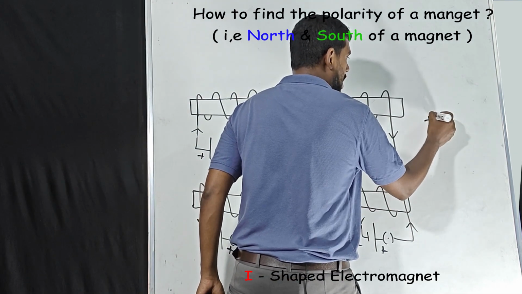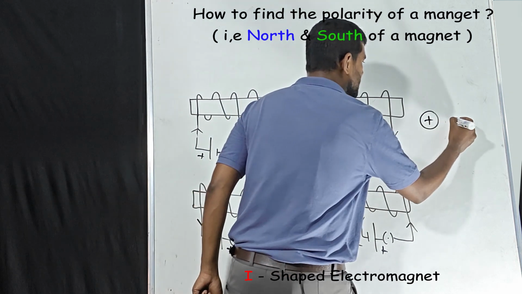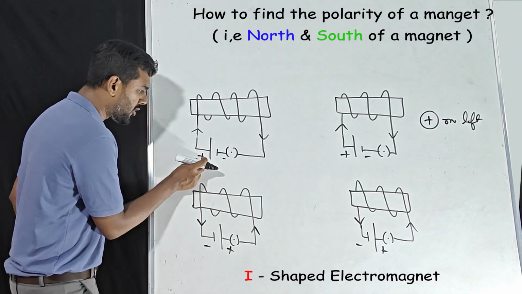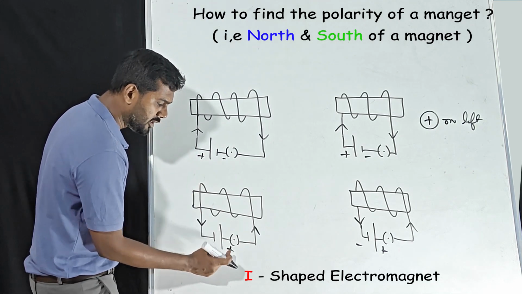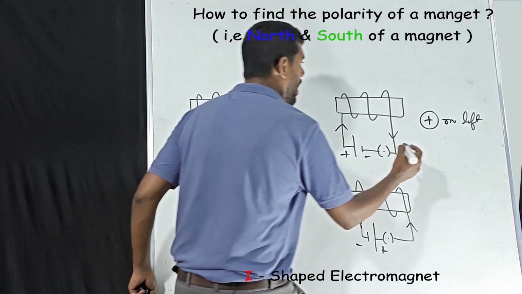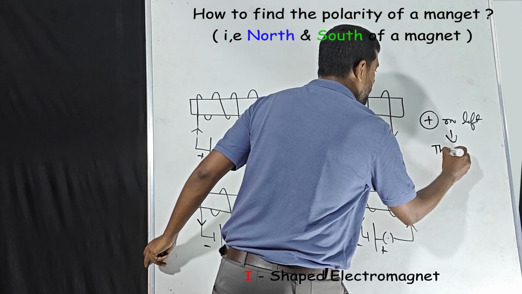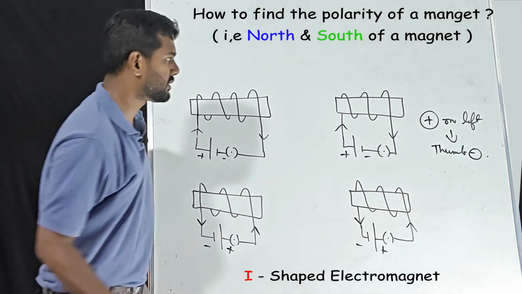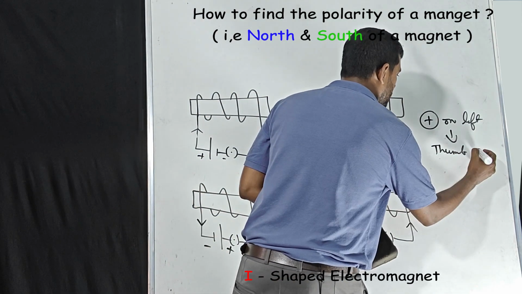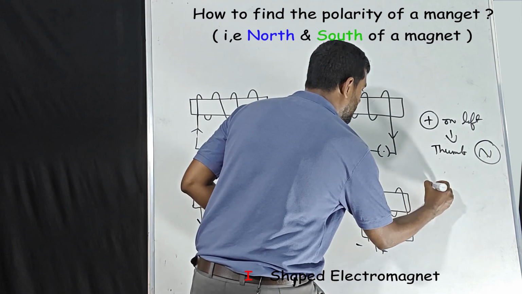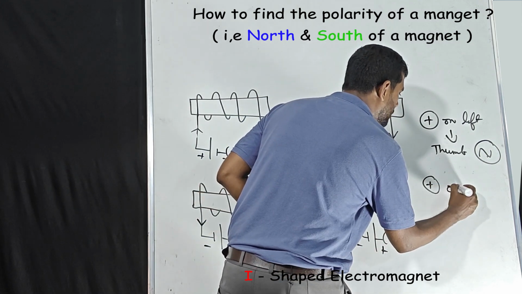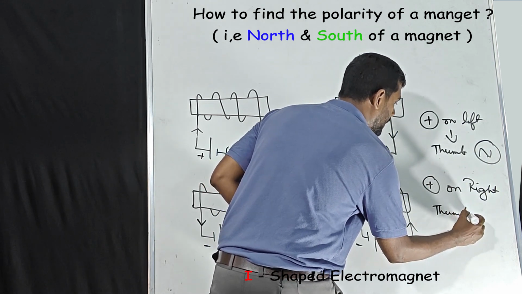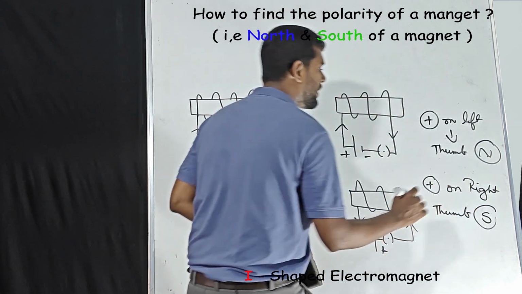If the positive terminal of the battery is on the left side, see, this positive terminal is on the left side, here the positive terminal is on the right side. Then the thumb is north. If the positive terminal is on the right, the thumb represents south. This is very much important.